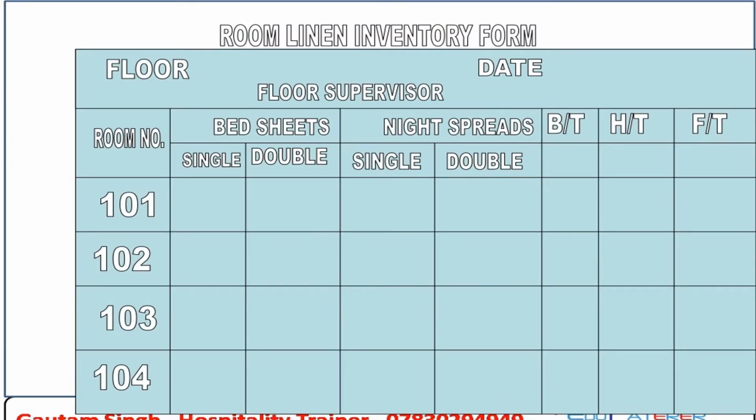This is the format of the room linen inventory form, in which each room is mentioned, whether single bed or double bed, and whether the night spreads are single or double, etc. are mentioned.